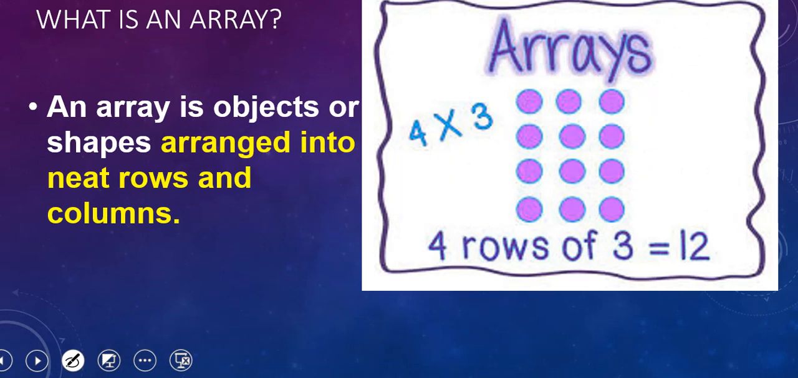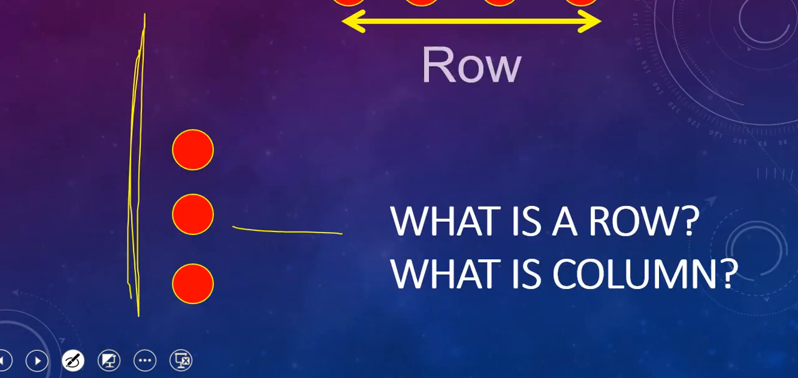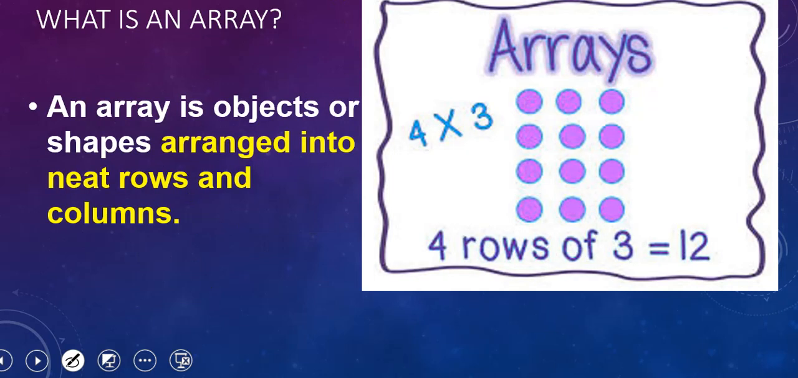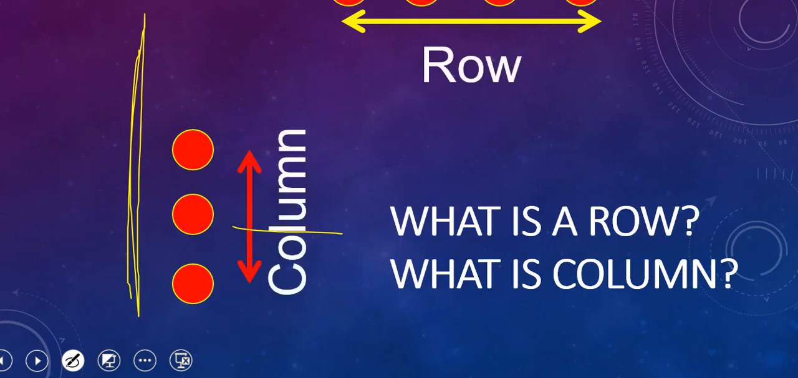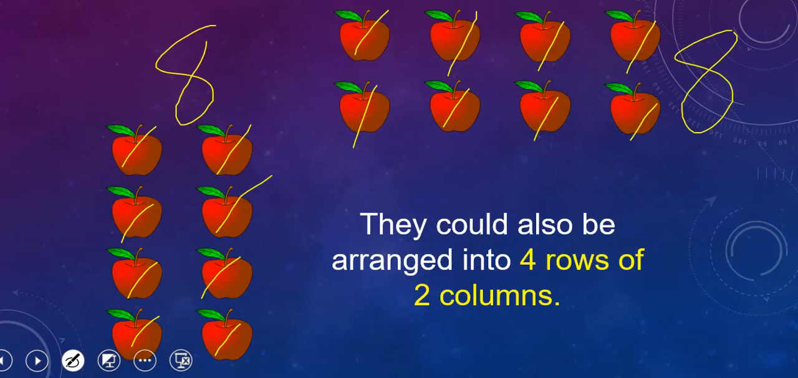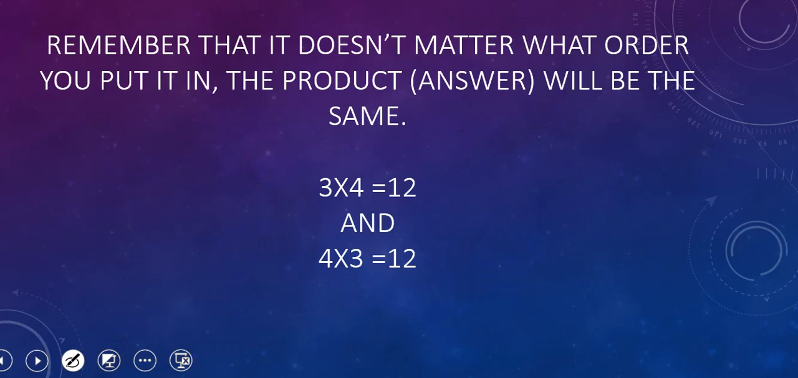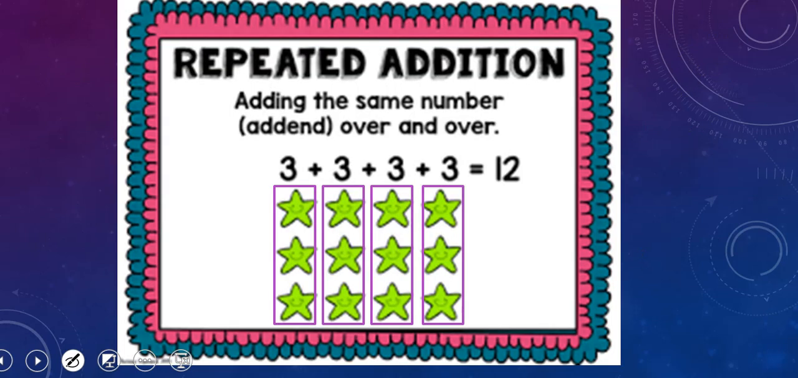Remember arrays. So when they're arranged into rows and columns, remember that a row goes across, side to side, and a column goes up and down, okay? And that it doesn't matter which order they go in, as long as you have 8 apples, you can put them into 2 rows of 4 columns or 4 rows of 2 columns. It will always be the same answer.